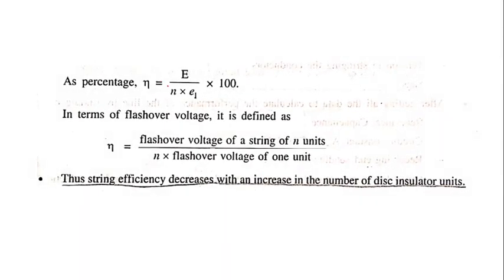Now as a percentage, efficiency is equal to E divided by N into E1 into 100. So we multiply by 100 if we are finding the string efficiency in percentage. In terms of flashover voltage, the efficiency is equal to the flashover voltage of a string of N units divided by N into the flashover voltage of one unit, that is the topmost unit. Thus string efficiency decreases with an increase in the number of disc insulator units. So if we increase the value of N, the string efficiency is going to decrease.